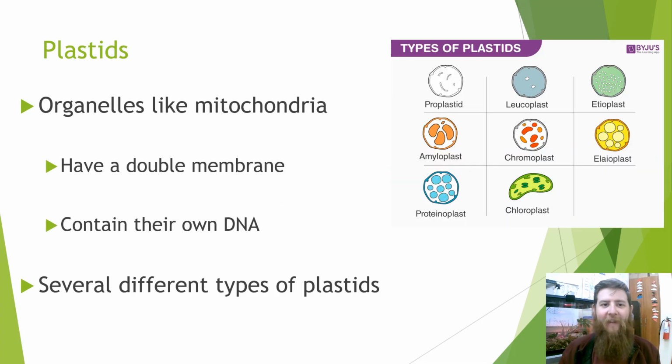Plastids are organelles like mitochondria, but they're a little bit different. They're more like chloroplasts. They have a double membrane. They contain their own DNA. There are lots of different types: leucoplasts, protoplasts, chromoplasts, amyloplasts, and then chloroplasts, which is the one you're probably most familiar with, but it is an example of a plastid.